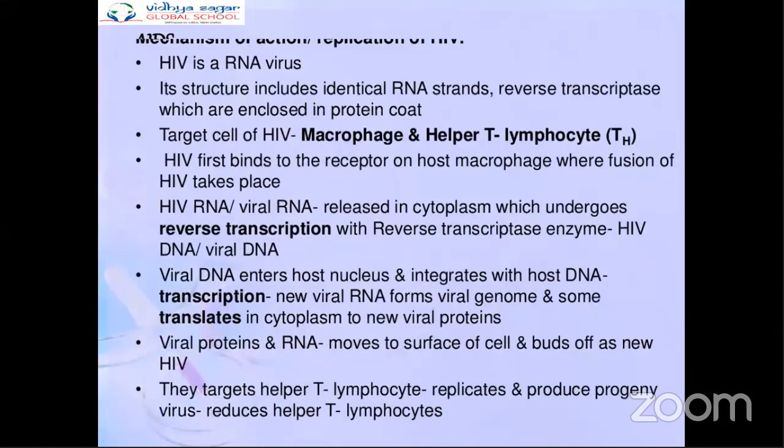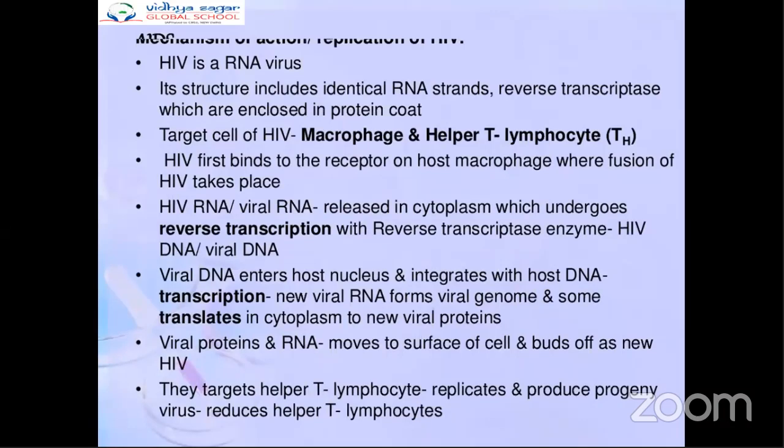So, mechanism of action and replication of HIV. HIV is an RNA virus. Its structure includes identical RNA strands and reverse transcriptase, which are enclosed in a protein coat. Actually, when the virus enters the human body, the RNA strand will be converted into DNA with the help of an enzyme, reverse transcriptase. The target cell of HIV is macrophages, which do the process of phagocytosis and engulf foreign particles. HIV has the ability to attack the macrophages and T lymphocytes, the T cells.